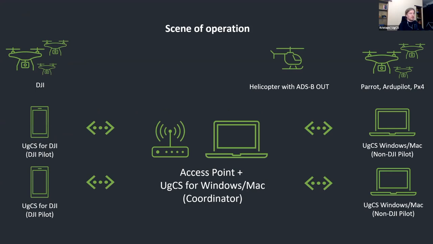Here you can see how the scene of operation would look. In the very center, this would be the access point. You can think of this as the main router that would be in the main control tent, where the coordinator for the search and rescue operation would be. This person would be able to use UgCS on either a Windows or Mac system. Then if we take a look at the left side, you can see there are different drones, let's say from DJI. Let's just assume there are two pilots here. Each pilot has their own drone and they're flying the drones only using the remote controller and the tablet. These remote controllers, the tablets, can simply connect to the same access point.